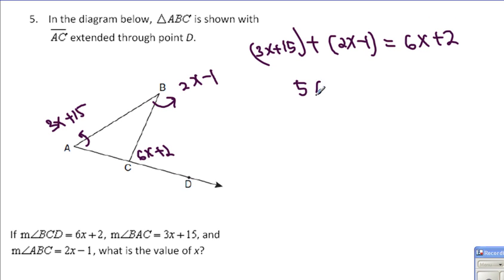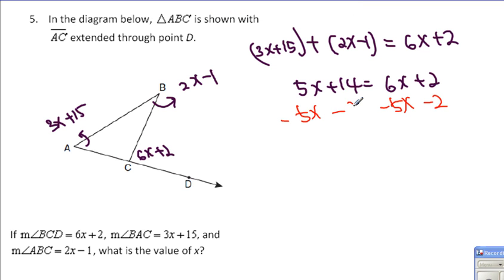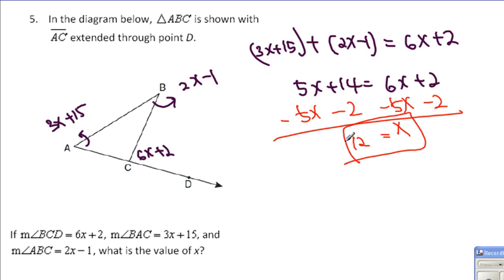Then when you combine them together, we get 5x plus 14 must be equal to 6x plus 2. Now here, if you subtract each side by 5x and subtract by 2, then we will realize that here we have 12, which is equal to x. And with it, find the value of x.